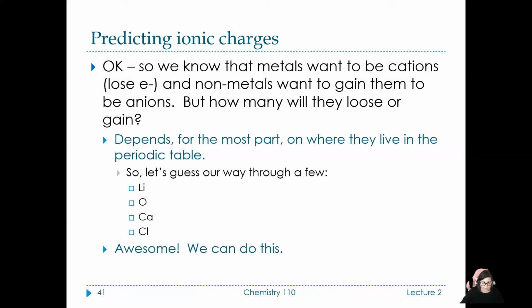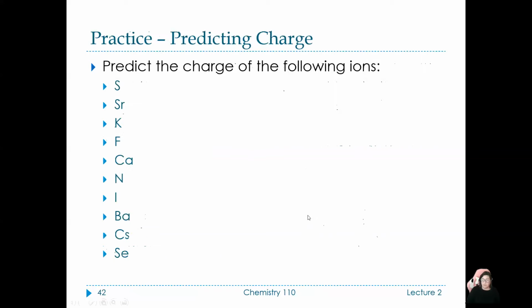Cl is number 17. It's a nonmetal, so it's going to want to gain an electron to become negative. The nearest noble gas is argon, so it's going to gain 1 electron to become like argon. Awesome. We can do that. So based on where they are in the periodic table, we should be able to guess what their charges are. It doesn't always work that way, but it does for most things. So again, we can talk about sulfur. Sulfur is under oxygen. Oxygen picked up 2 electrons to become like neon. Sulfur can pick up 2 electrons to become like argon. Since it's a nonmetal, it's going to pick up electrons to be negative and to be an anion.